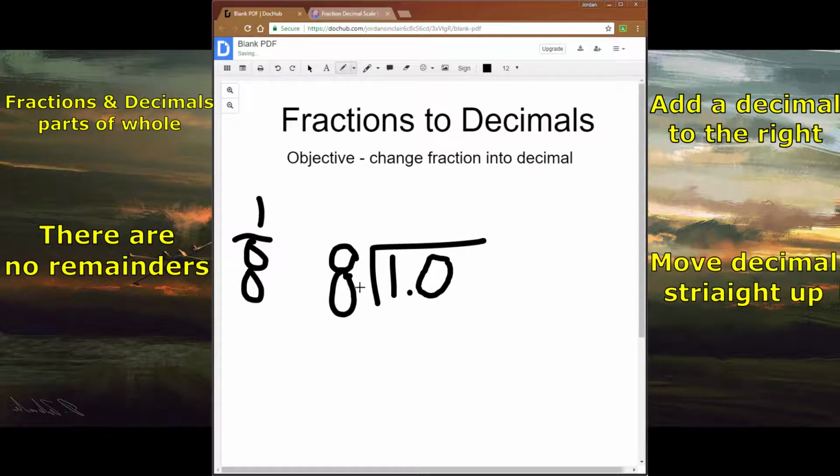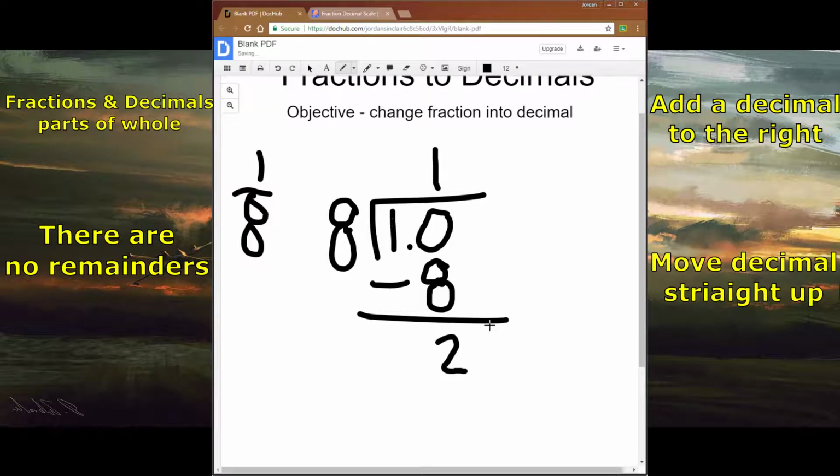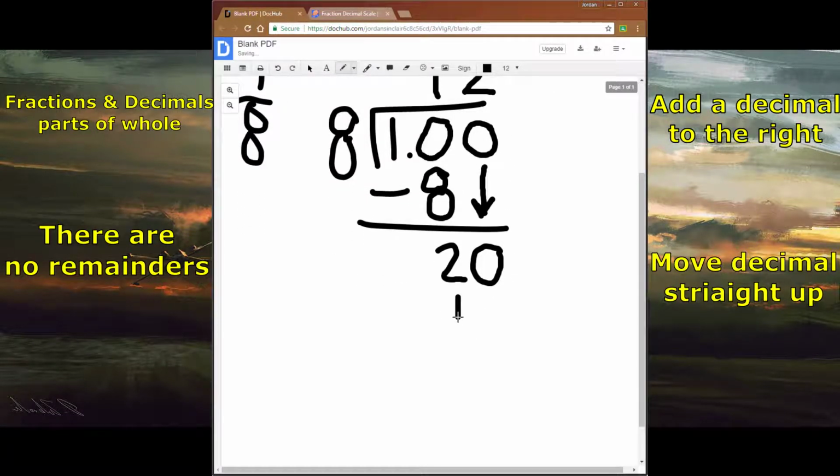Now, 8 goes into 10 how many times? 1 time. Okay, so 8 times 1 is 8. So 10 minus 8 would be 2. Here's our issue. This is not 0. We have to keep going until we hit 0. So let's add another 0 right over here and drop it down to right here. So then 8 goes into 20 how many times? 2. Because 8 times 2 is 16.